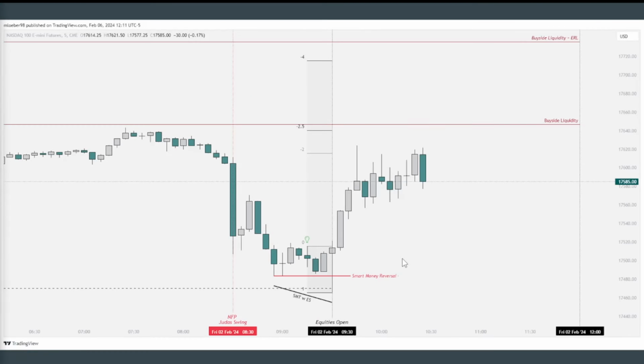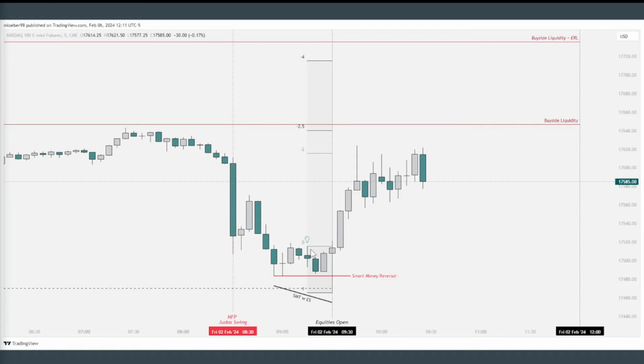Fast forwarding in price, we measured our manipulation leg that took out liquidity and broke structure from this swing high to this swing low, and we projected price higher for 2 to 2.5 standard deviations as our first objective.